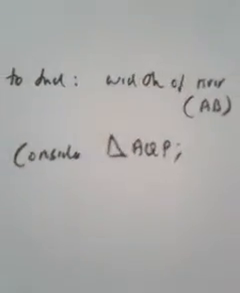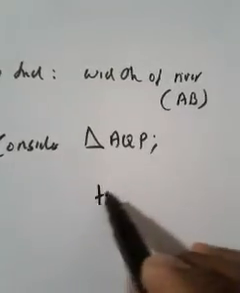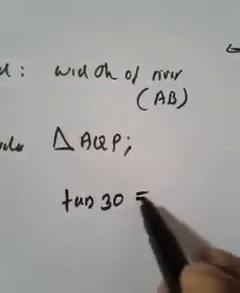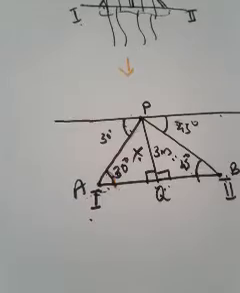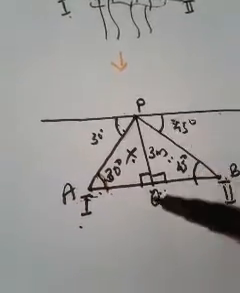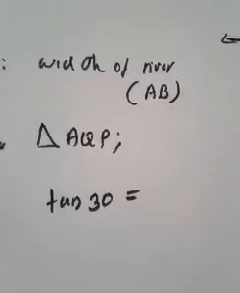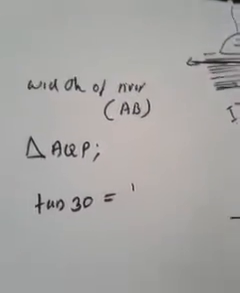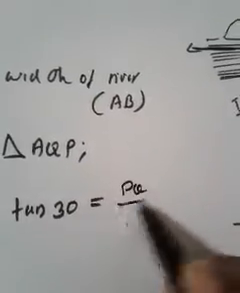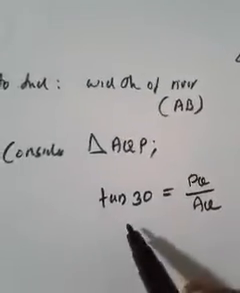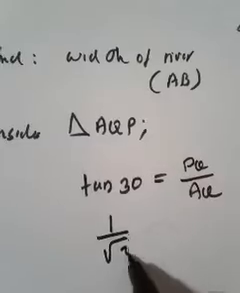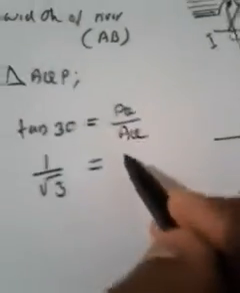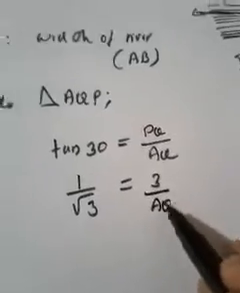Just apply tan on the given angle 30. Tan 30 will be opposite by adjacent. Here opposite is PQ, adjacent is AQ. So tan 30 will be PQ by AQ. What is the value of tan 30? 1 by root 3. And what is PQ from the figure? It is very clear that PQ is nothing but 3, and AQ is not given. Let it be AQ itself.